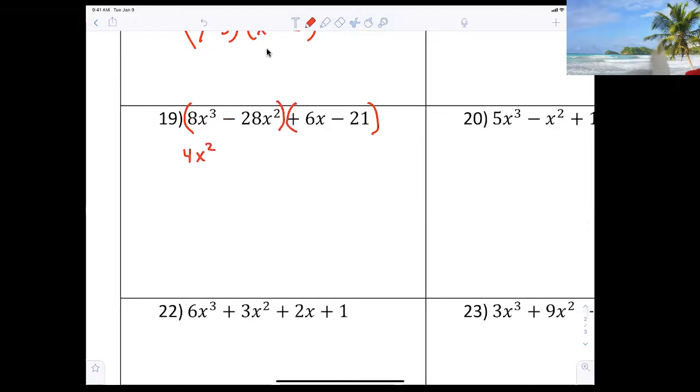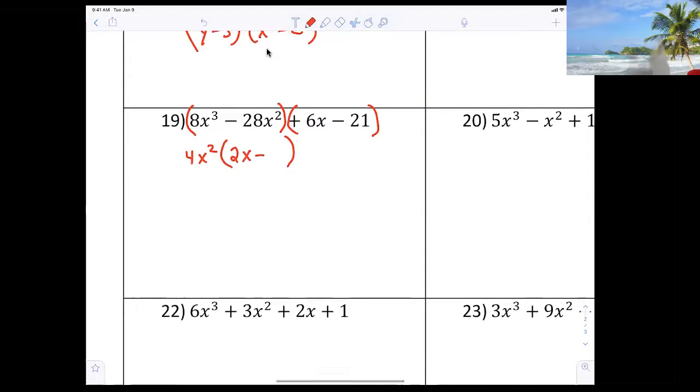Now we look over and we factor it. So we told you divide numbers. What's 8 divided by 4? 2. And then we subtract exponents. So if there were 3 and you pulled out 2, there is 1 left. Now, 28 divided by 4. So it's minus 7.